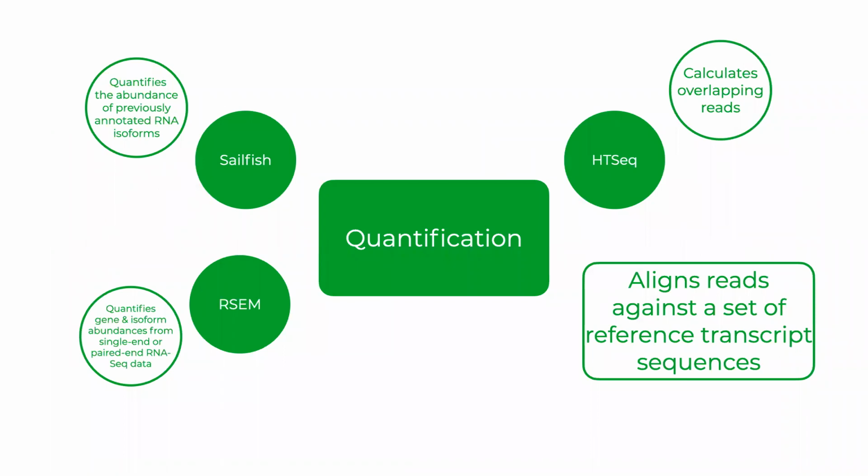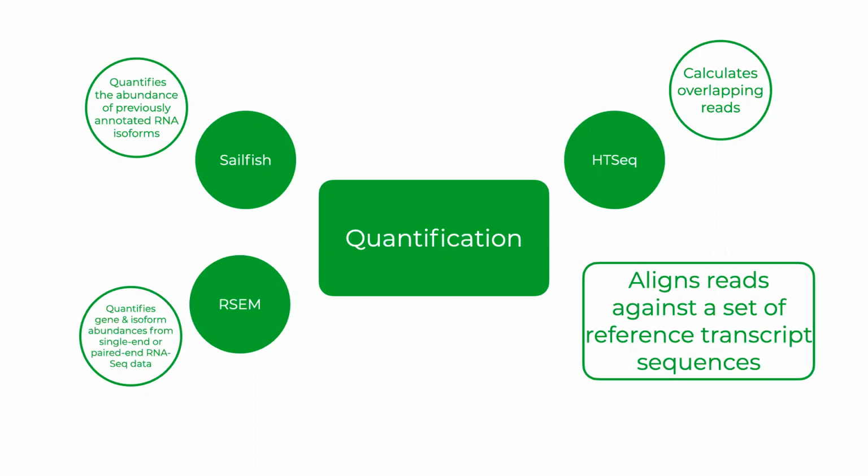For quantification, we have a number of different tools. For example, RSEM that we talked about, it quantifies gene and isoform abundance from single-end or paired-end RNA-seq data. There's Sailfish, a novel method that is called alignment-free. It doesn't actually use alignment. It maps onto a database instead of using the genome sequence and the GTF file. And also there's another method called HTSeq. So a number of these different methods actually do the same thing. They basically quantify gene expression.